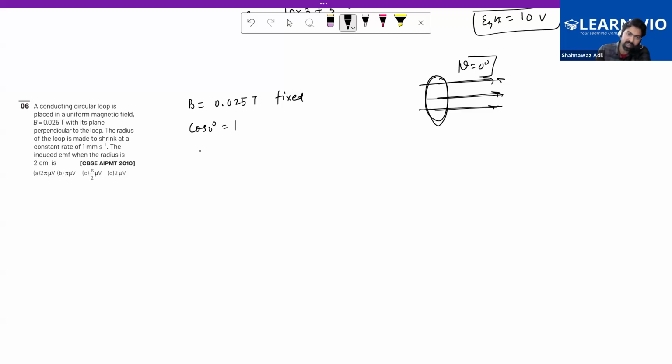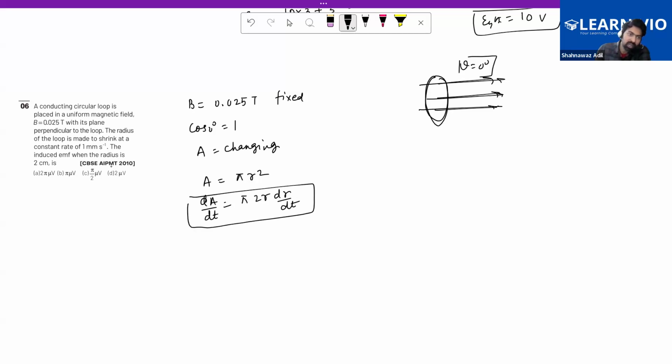And now we have area. This is changing, right? What is area? Area is pi r square. This is the area, right? And how the area is changing? So dA by dt. This is pi 2r and dr by dt. So this is how the area is changing. Now the rate of shrinking of radius is given. That is 1 millimeter per second. So this is dr by dt. Rate of shrinking of radius. That is given.